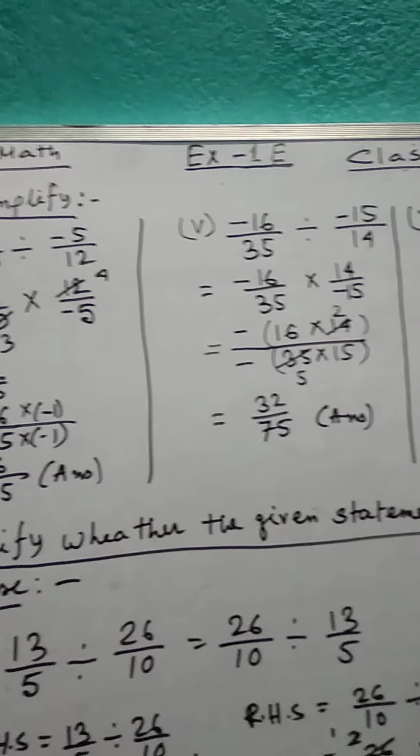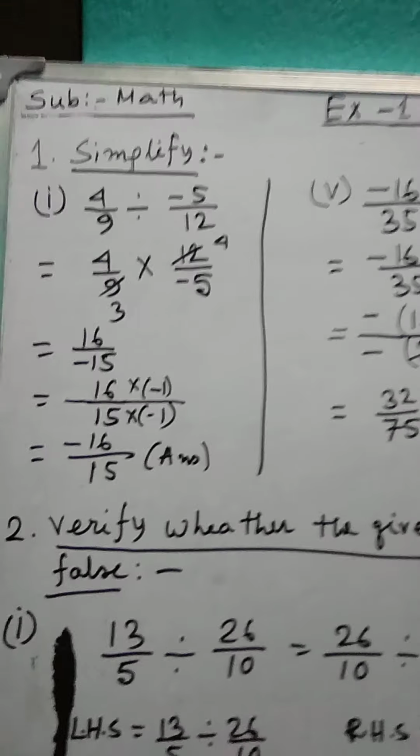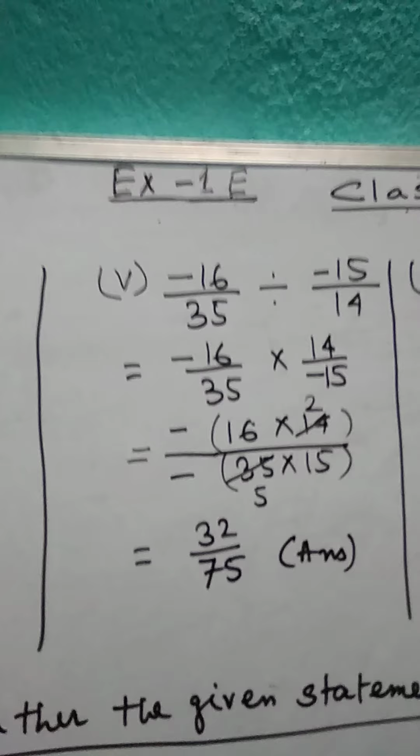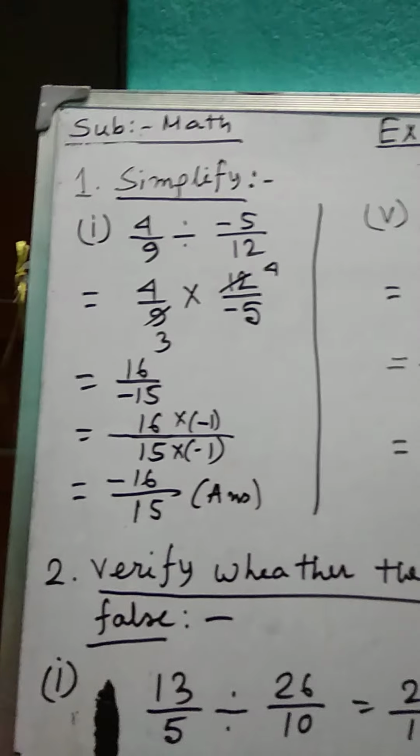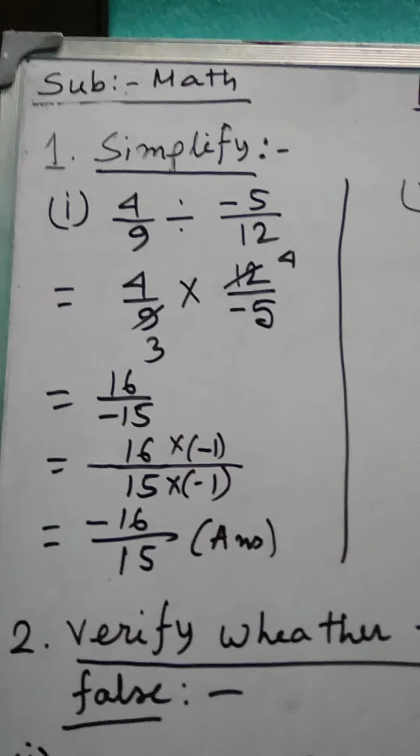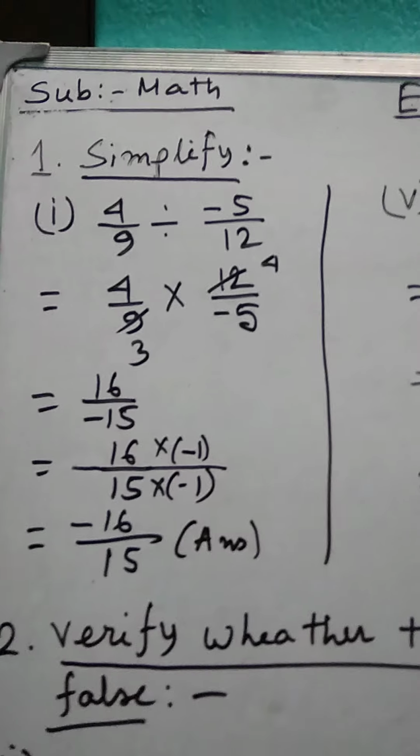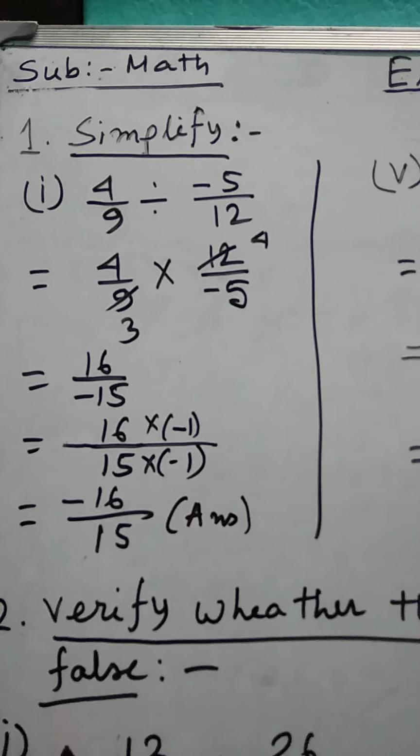Hello students, today we are going to start exercise 1E. Number 1, simplify. First question is 4 by 9 divided by minus 5 by 12.